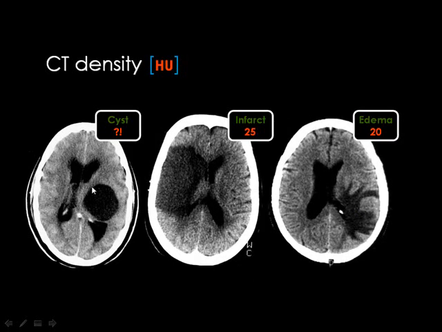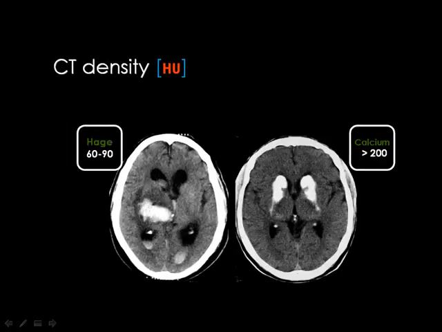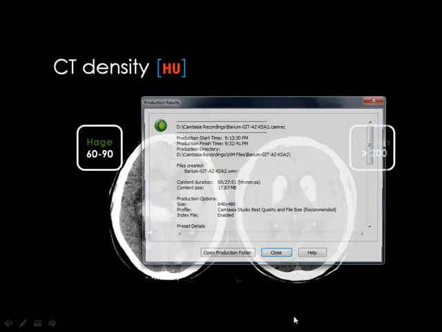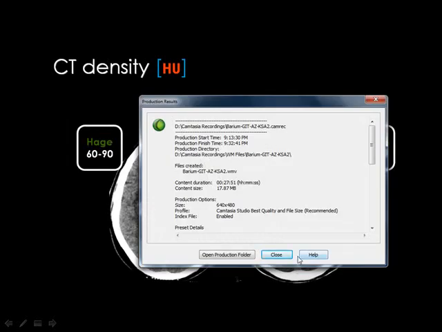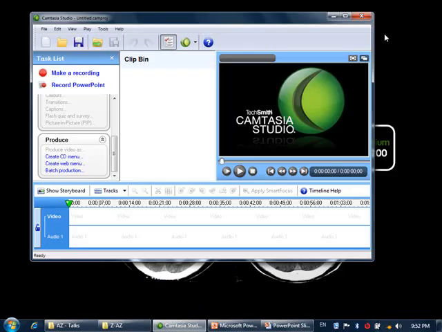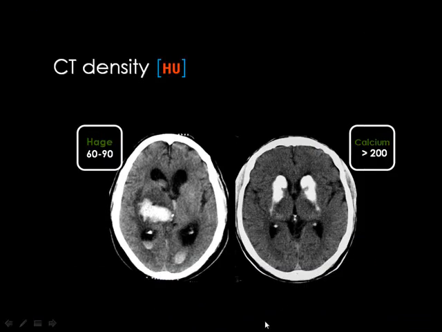Also the cysts in the brain, because of their water content, will appear black. Infarctions will appear black, and brain edema will also appear black. Then we have only two things which appear bright in the scan, and these are hemorrhage and calcium. Intracranial hemorrhage will appear brighter than the brain parenchyma, and calcification will also appear bright.